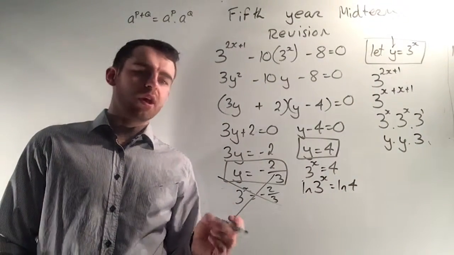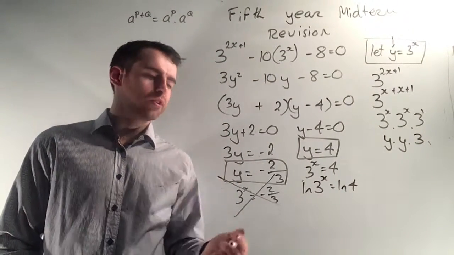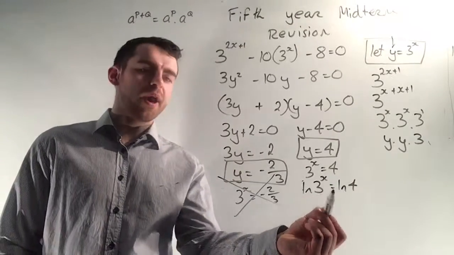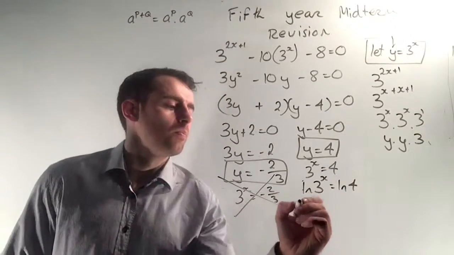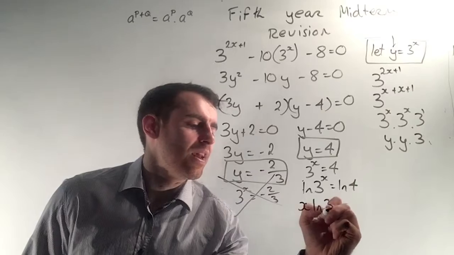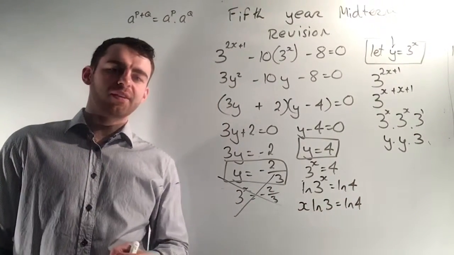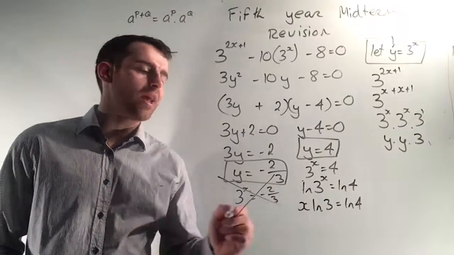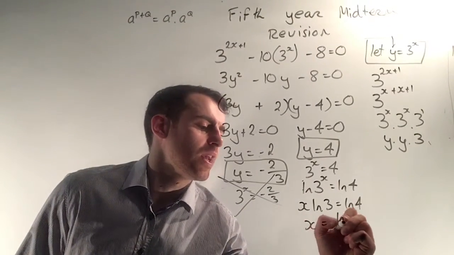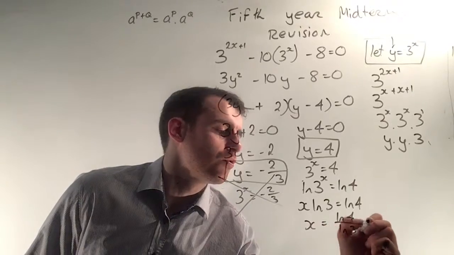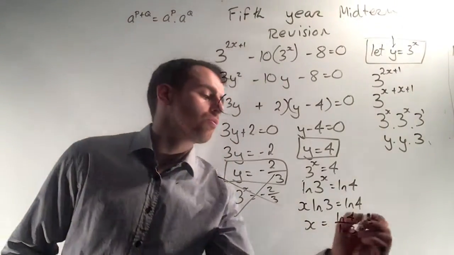The reason I introduced logs was because now I can use the rules of logs. Log of something to a power, the power just comes in front. So I can write that as x ln 3 is equal to ln 4. In order to get x on its own, I'm going to divide both sides by ln 3. So x works out as ln 4 divided by ln 3. ln 4 over ln 3 works out as 1.26.